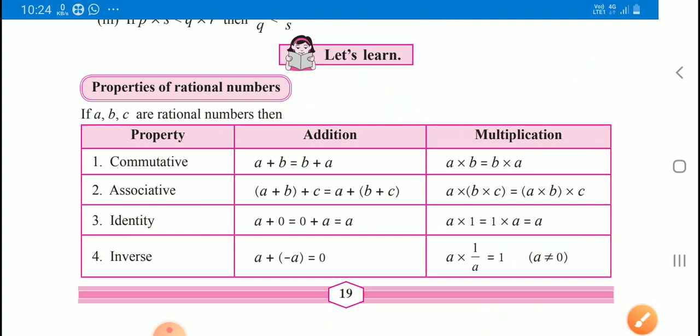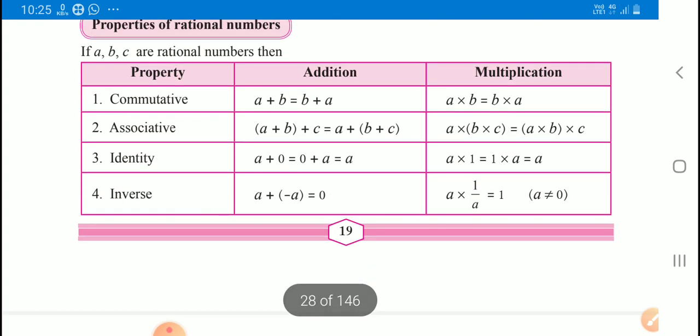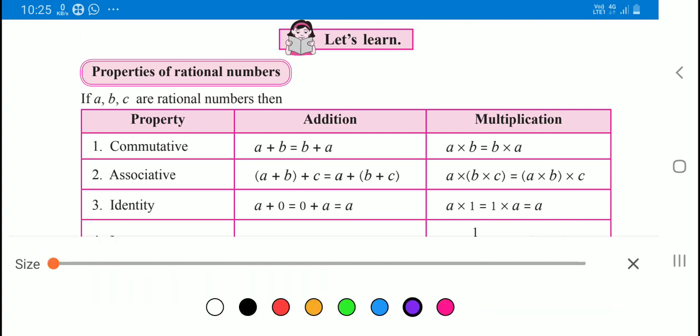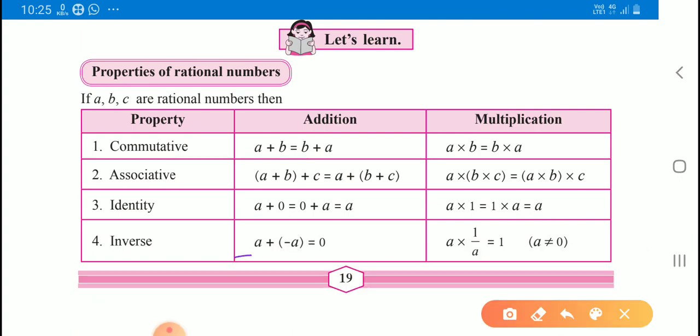Now inverse. You have studied this inverse in previous classes. What is the inverse of a positive number? Negative number. And of a negative number, positive number. Addition we will see. Additive inverse means, if you add the positive number and the negative number, what will you get? The addition of positive and negative of the same number is always 0. Keep this in mind.